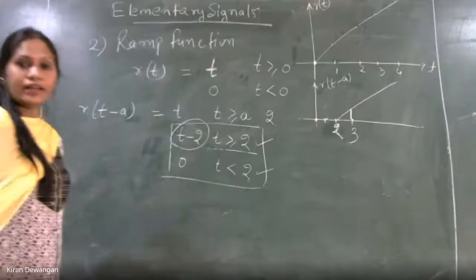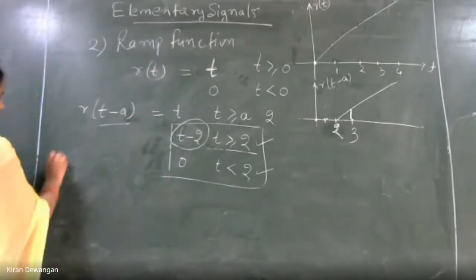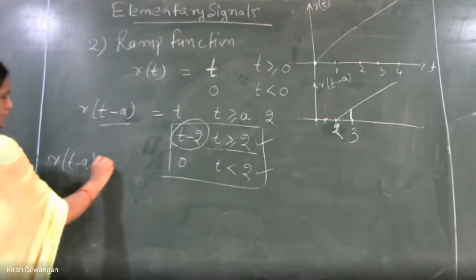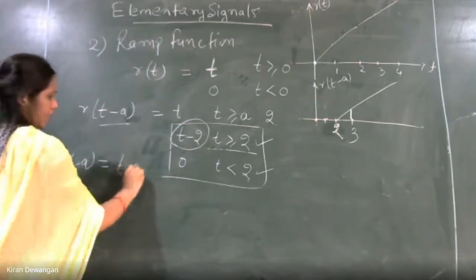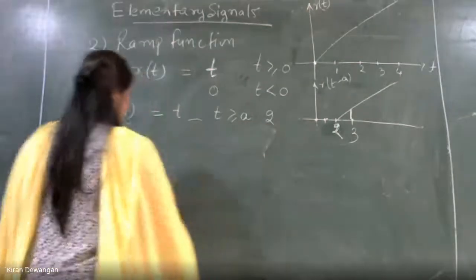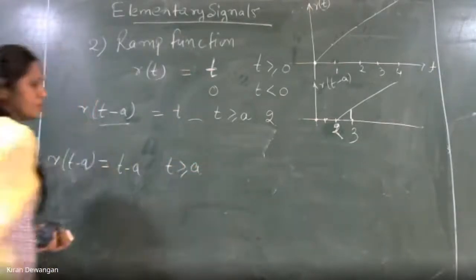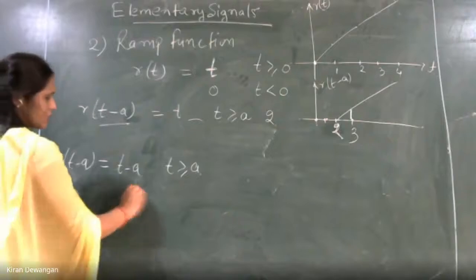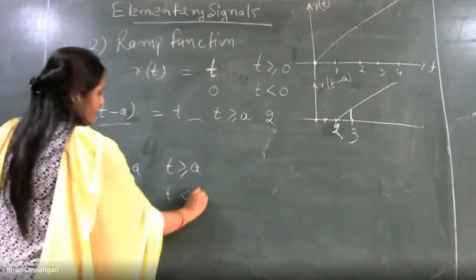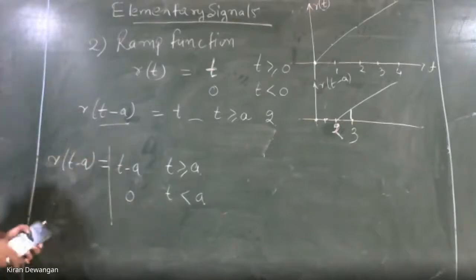So ma'am, we define it in this way, that r of t minus a will be t minus a for t greater than and equals to a, and 0 for t less than a. Now is this clear? The condition is clear? Definition is clear? Clear to everyone?